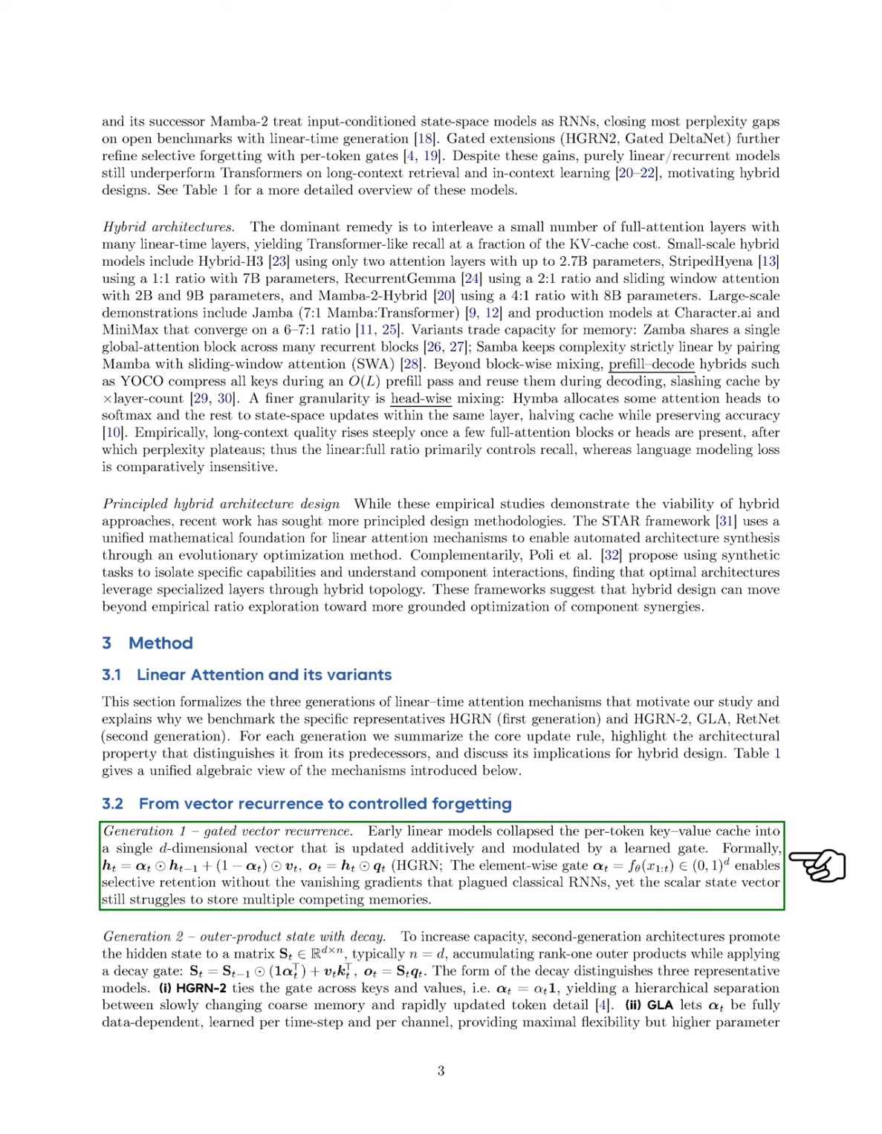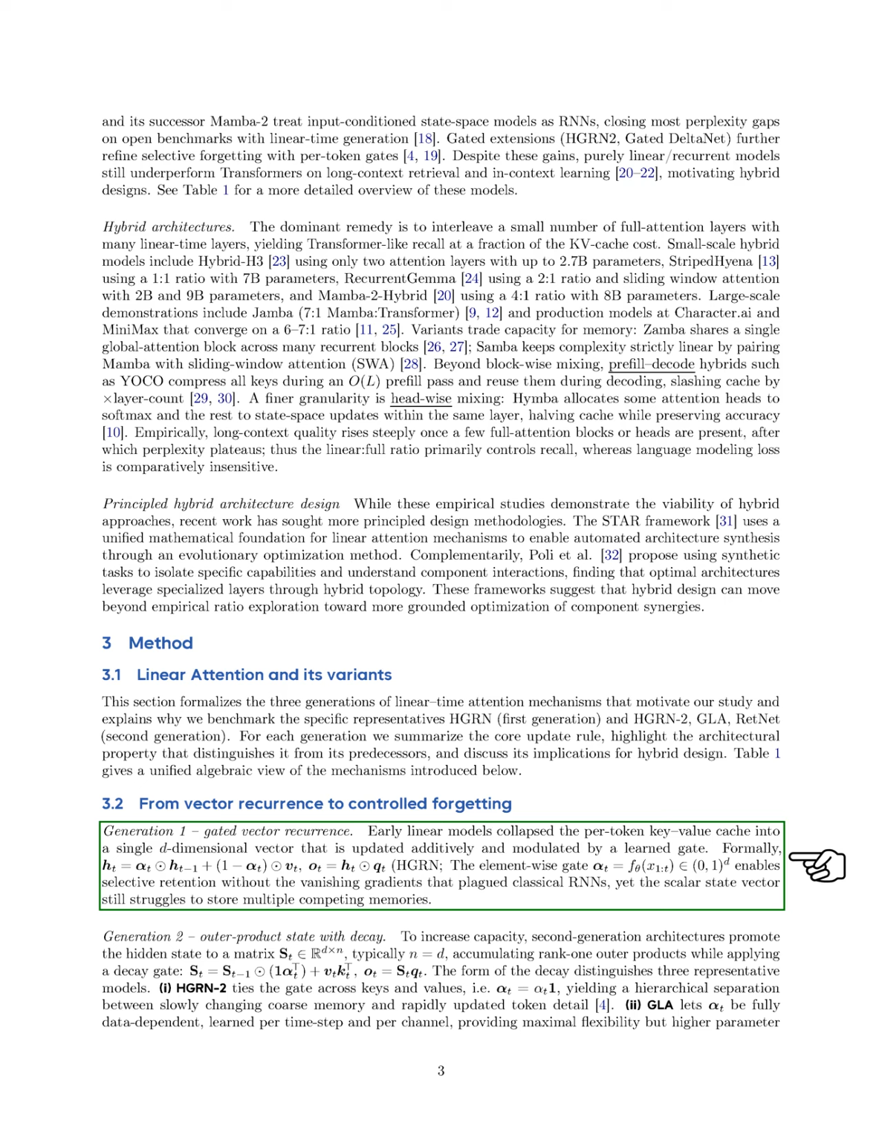Early linear models simplified the per-token key value cache into a single vector that is updated additively and controlled by a learned gate. This allows for selective memory retention without the issues of vanishing gradients seen in traditional RNNs, but the single-state vector still struggles to hold multiple memories.